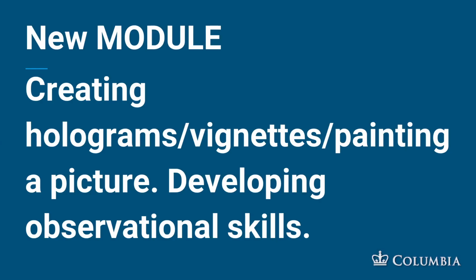Module 5 is developing informed clinical opinion through observational skills. I'm sort of hammering that in order to have informed clinical opinion, you have to know what typical is. You have to know what atypical is. So we're going to look at some videos to see what is typical, how to develop observation skills, and think about creating vignettes, holograms, or painting a picture of the children you evaluate.